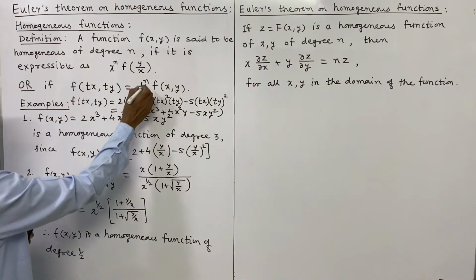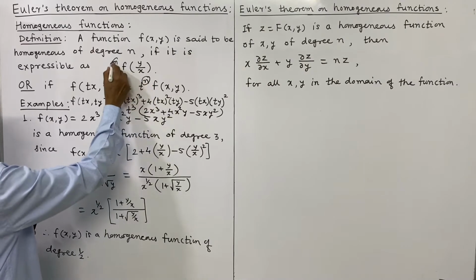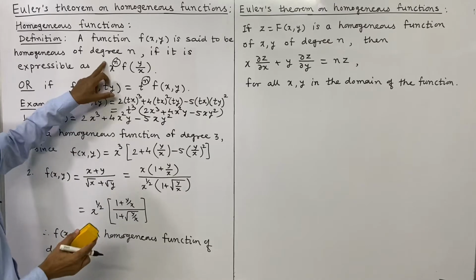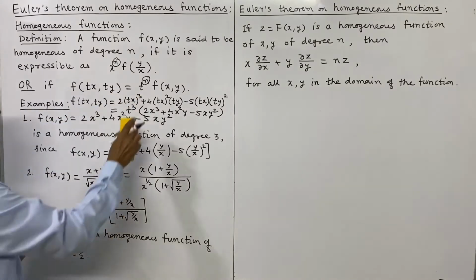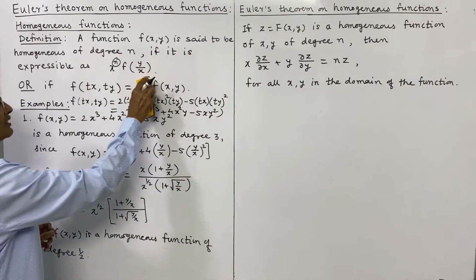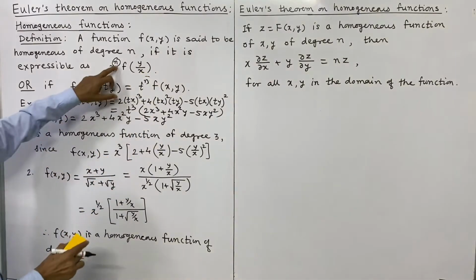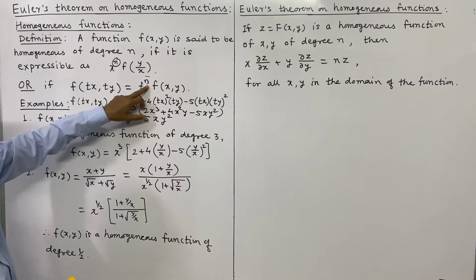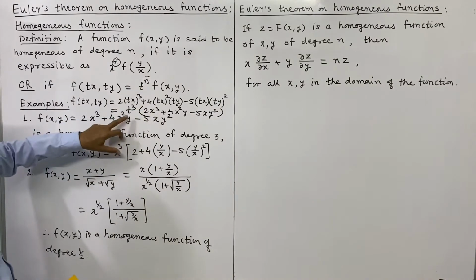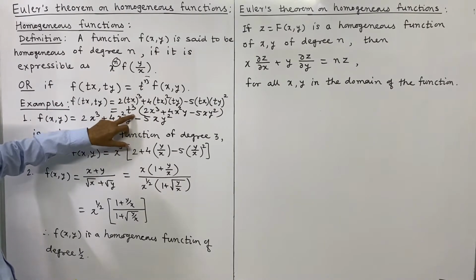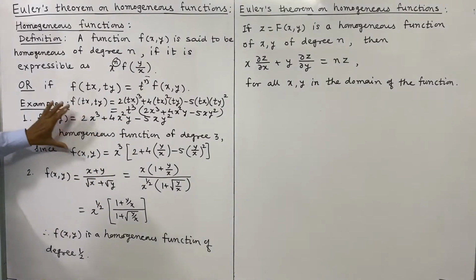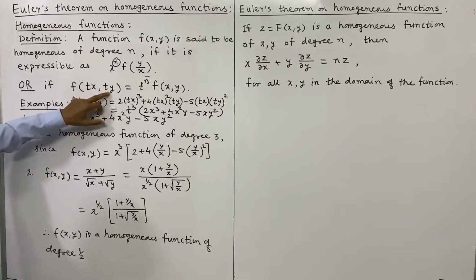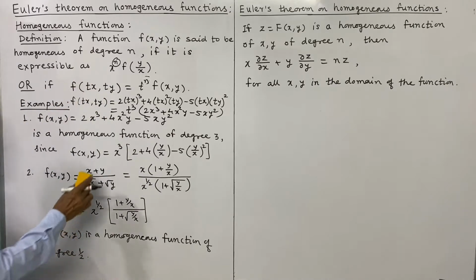Thus we have t power n, where n is the degree. This can be written in two ways: in the first expression the power of x is the degree, and here the power of t is the degree, which is t cube, the third power term. So homogeneity can be checked by the first definition or the second definition.